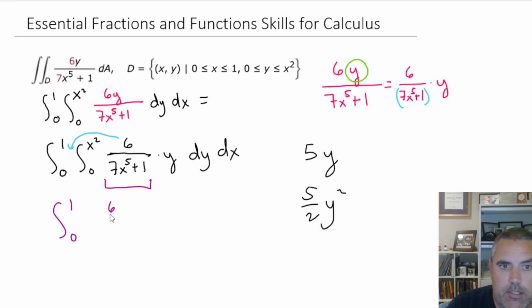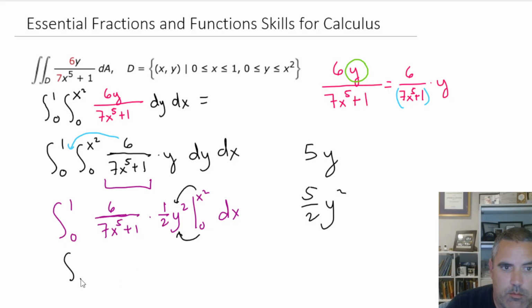So you're going to have 6 over 7x to the 5th plus 1. And then you're going to have 1/2 y squared, evaluated from y equals 0 to x squared. And then we're plugging this in. Again, the coefficients don't change. That's what this is out in front. We think of that as a coefficient.